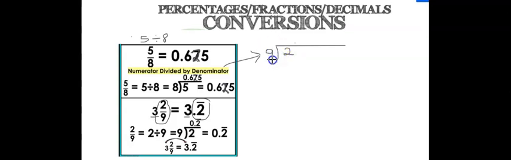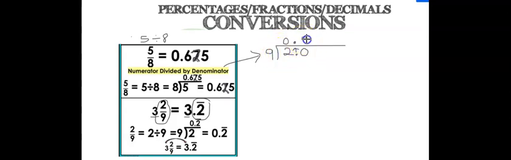So the 2 goes in the house, the 9 goes at the door, and 9 goes into 2 0 times. So then I stick the decimal point in because I want to go decimal. I throw a 0 in there. That's still 2.0. I put the decimal in the house. Now I don't have to deal with it. I do it as 9 into 20.